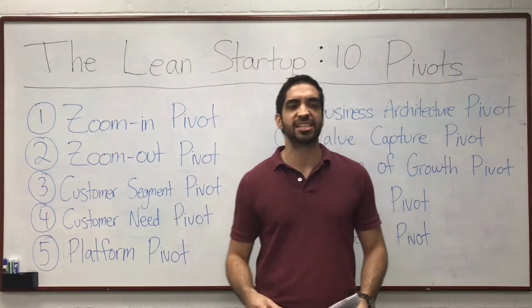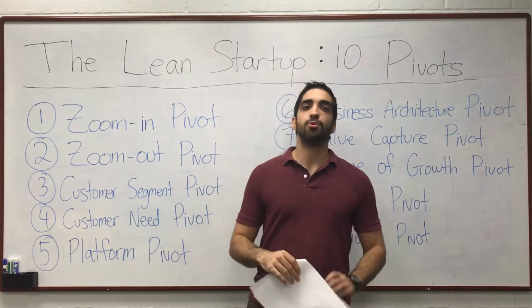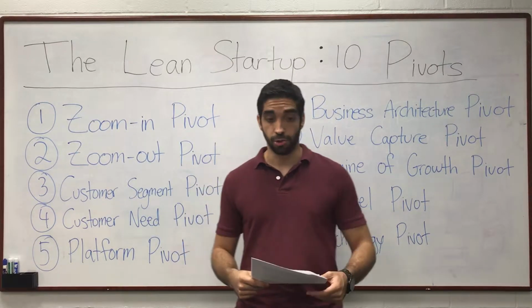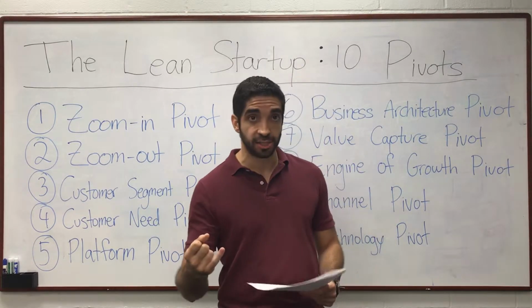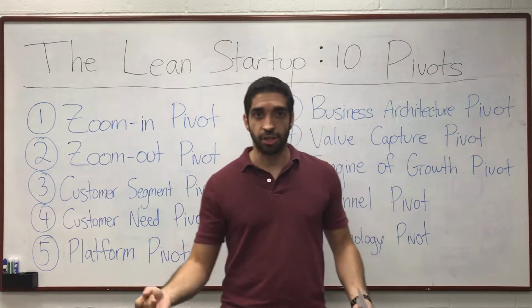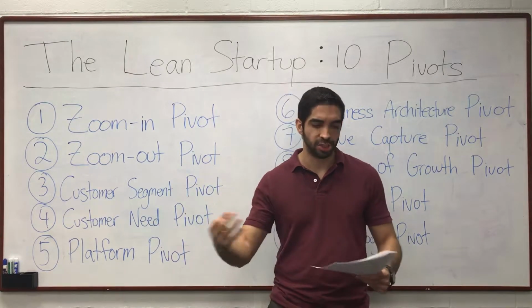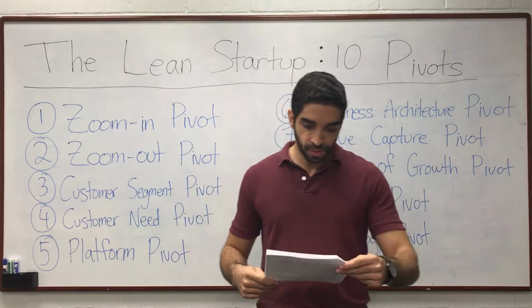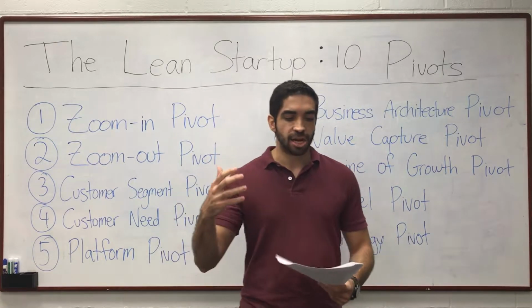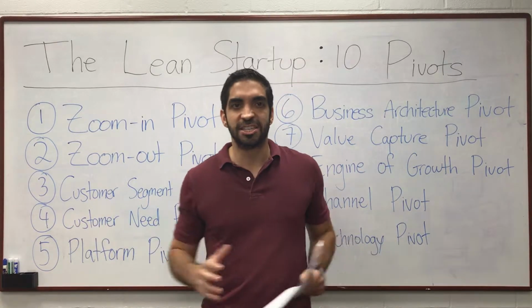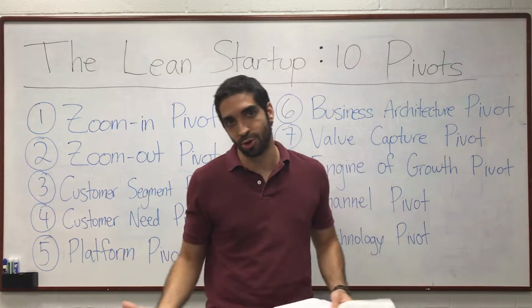And as we saw in the last video, there are three primary ways in which a startup grows. One is called the sticky engine of growth, the second is called the viral engine of growth, and the third is called the paid engine of growth. Now, in this type of pivot, a startup changes its growth strategy to seek faster or more profitable growth.